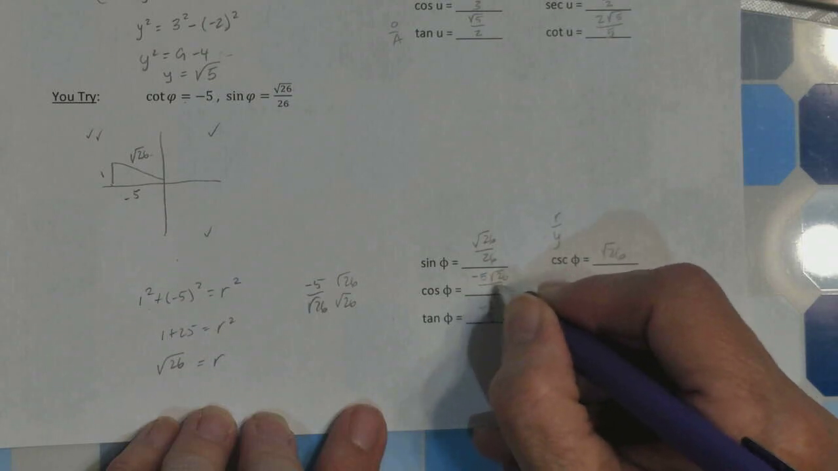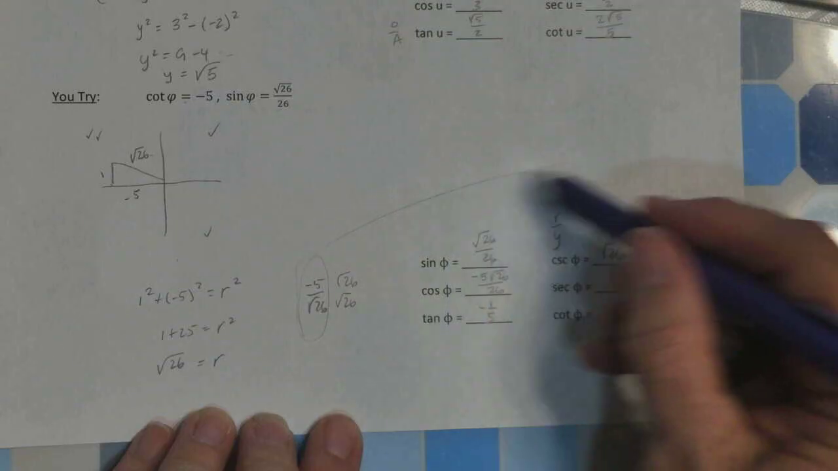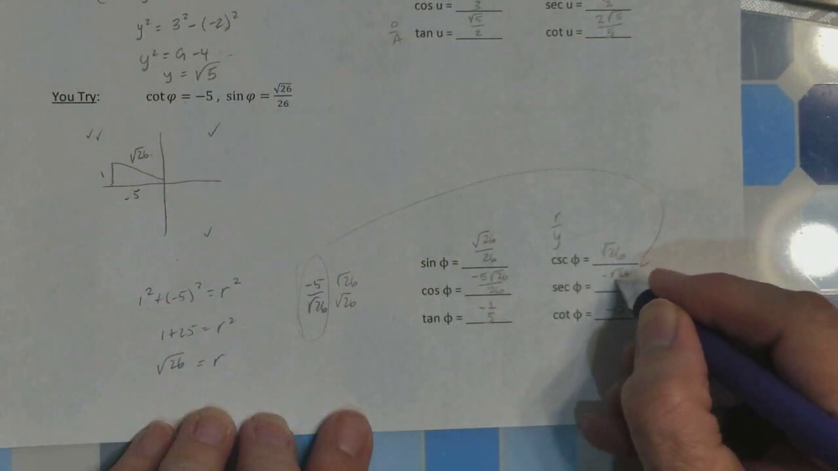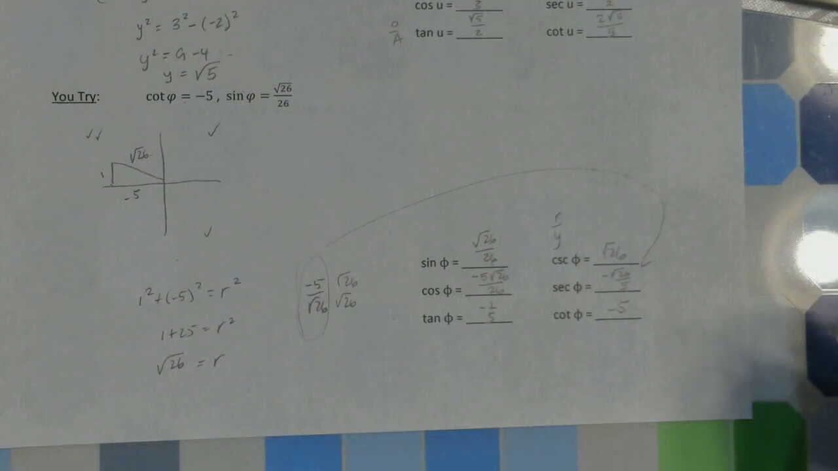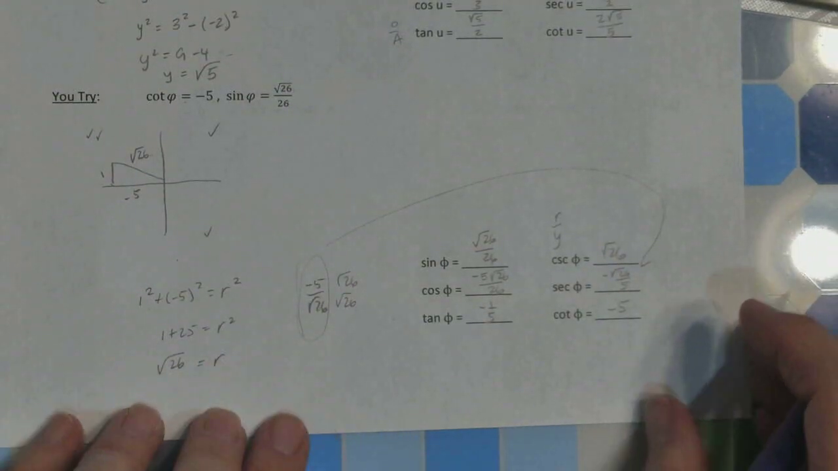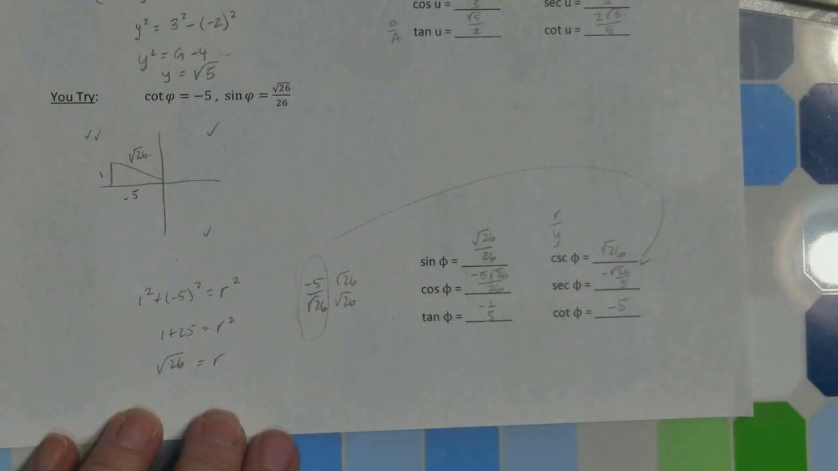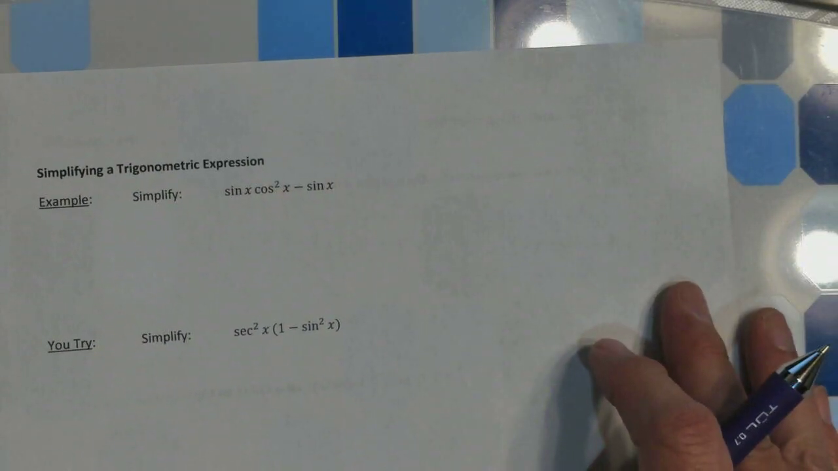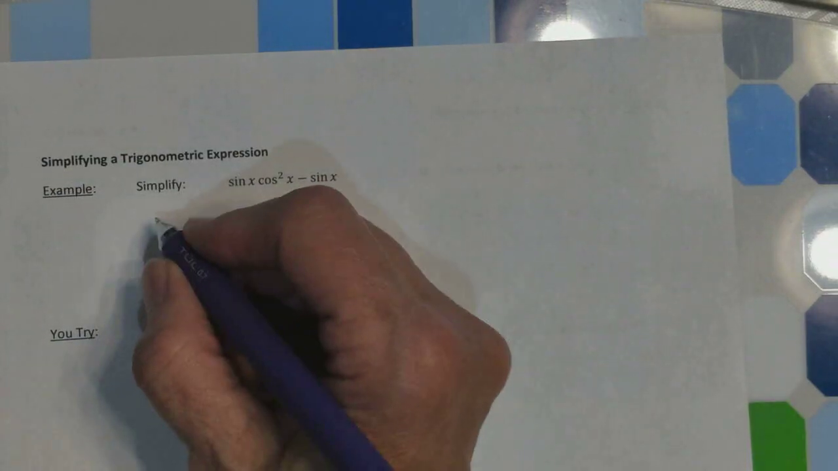Cosine is going to be negative 5 over the square root of 26, which needs to be rationalized. So we're going to multiply that by the square root of 26, top and bottom. So negative 5 square roots of 26 over 26. And secant is going to be this guy's reciprocal. So this is going to be negative square root of 26 over 5. Again, we have done all of the front of this multiple times so far.